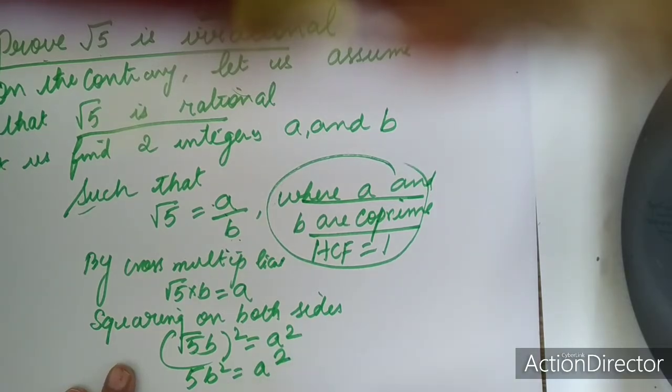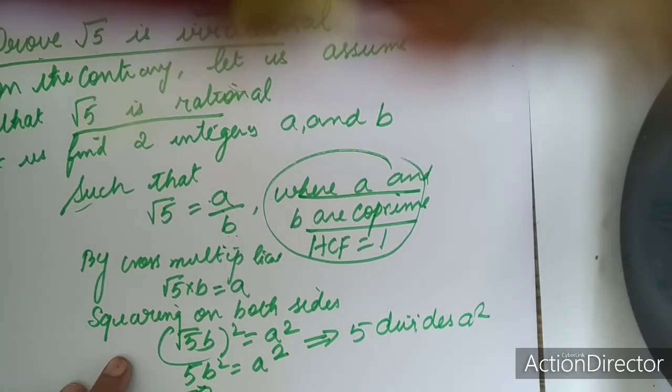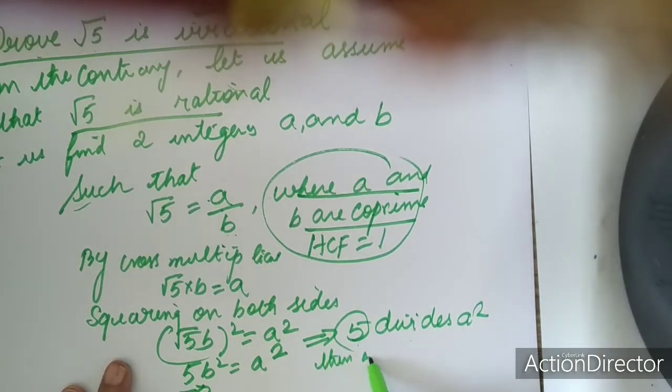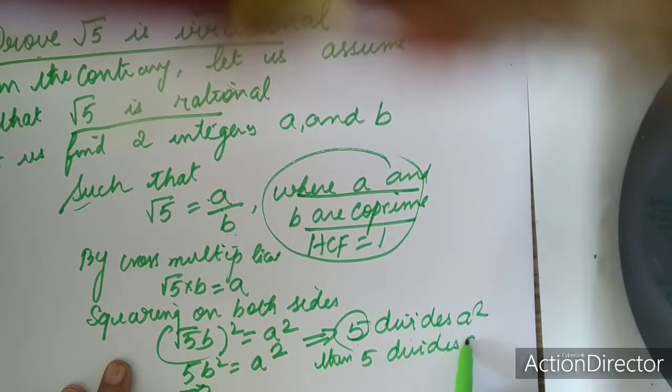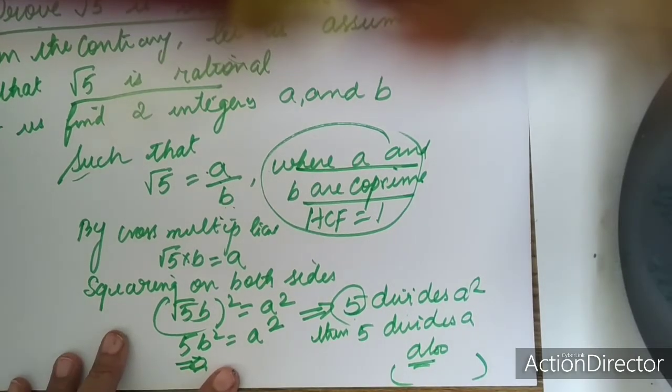That means 5 is dividing A square. Implies 5 divides A square. Just now we saw one theorem: if P is dividing A square, P divides A also, where P is a prime number. Here also 5 is a prime number. So if 5 is dividing A square, then 5 divides A also. So according to that theorem, you have to state that theorem in the bracket. That is, if P divides A square, then P also divides A.